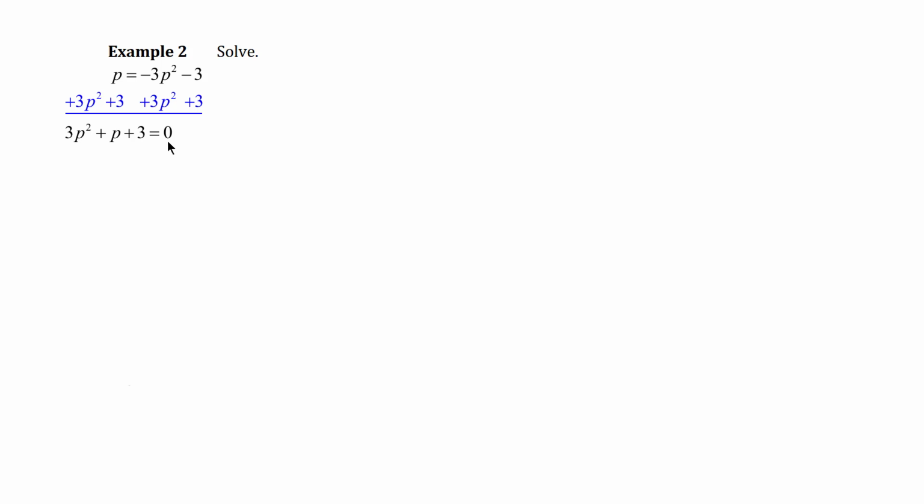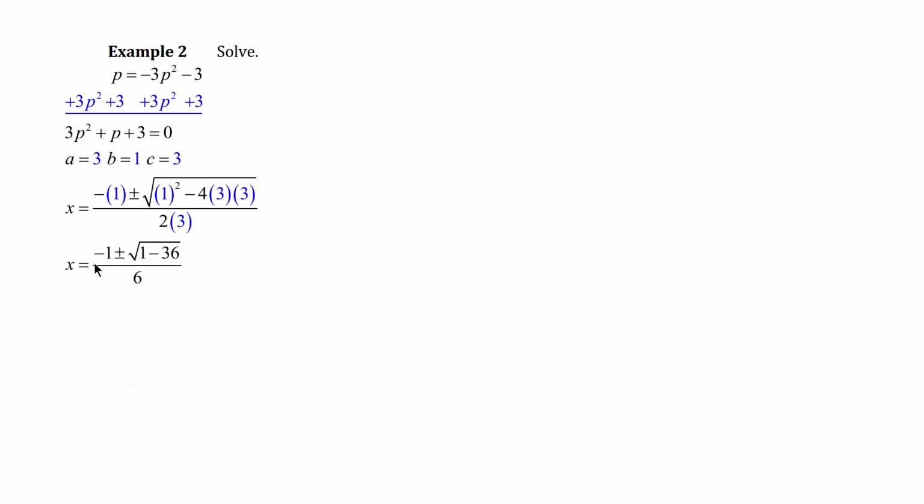Next, we have our value for a is 3, our value for b is 1, and our value for c is 3. From here, we substitute these values into the quadratic formula. We get x equals negative 1 plus or minus the square root of 1 squared minus 4 times 3 all over 2 times 3.